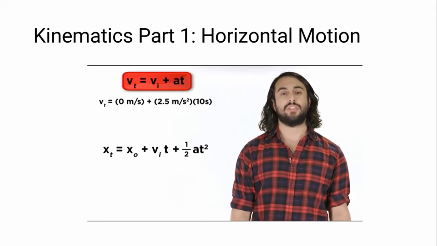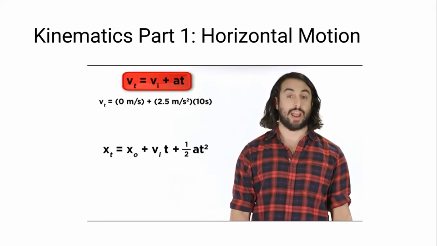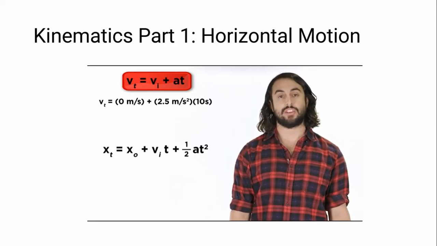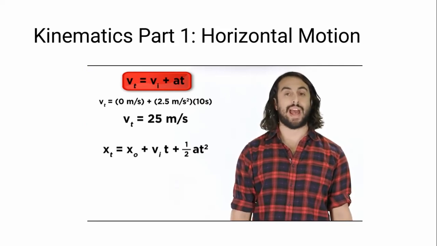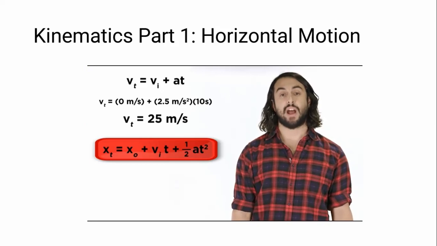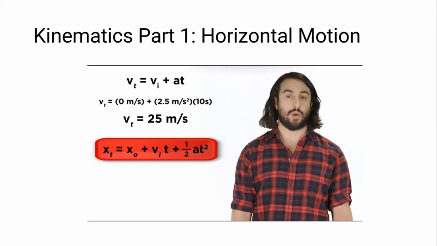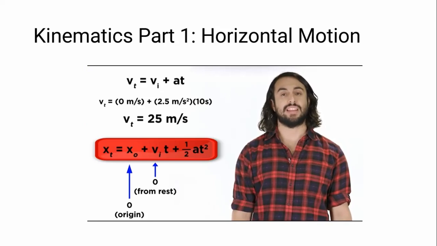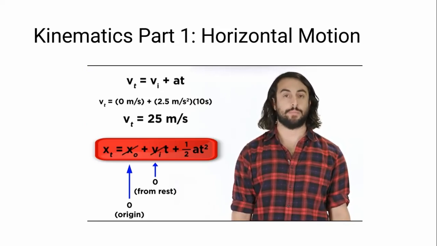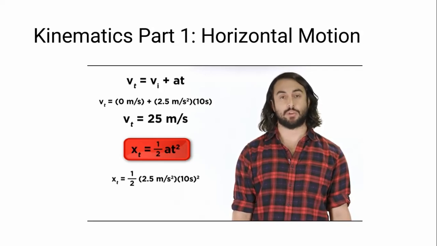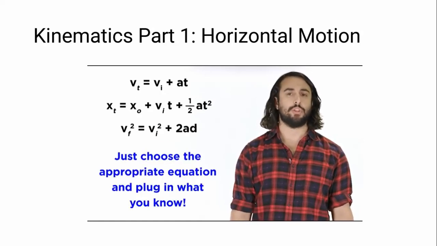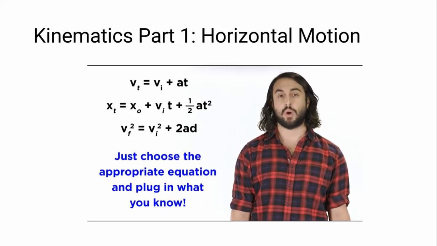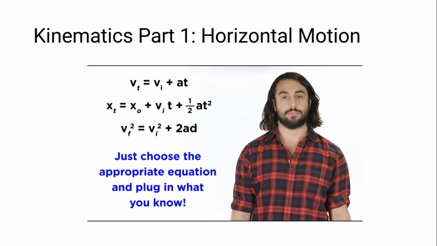For the velocity, we know that the initial velocity was 0 because we were at rest. So we just multiply acceleration by time and we get 25 meters per second. That is the velocity of the car after 10 seconds. Now to find how far you will have traveled, you will use this equation. Once again, initial velocity is 0, so this entire term can be ignored. Then we have 1/2 times the acceleration times 10 seconds squared, and we should get 125 meters traveled over this time span. So it really is this simple. You just choose the equation that is appropriate for what you are solving for, and plug in what you know.